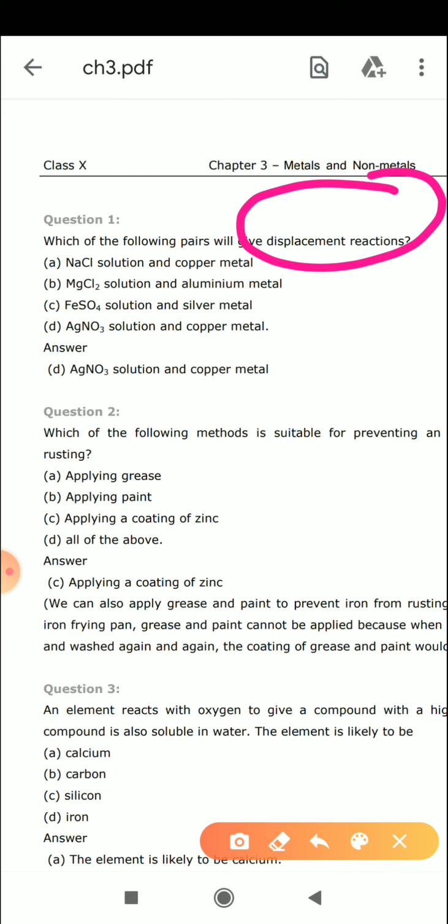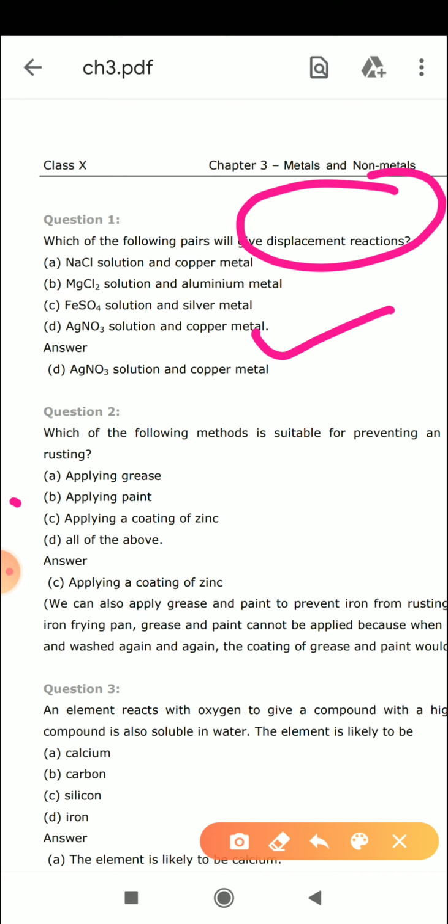Option A, NaCl solution and copper metal. As you know, copper metal is less reactive, so definitely this is not possible. MgCl2 and aluminium: aluminium is less reactive than Mg, so not possible. FeSO4 solution and silver metal: Ag is a less reactive element, so it cannot displace iron from FeSO4 solution. So the only correct answer is AgNO3 solution and copper metal, as copper is more reactive than Ag, so it can displace. In the others, displacement reaction will not take place.